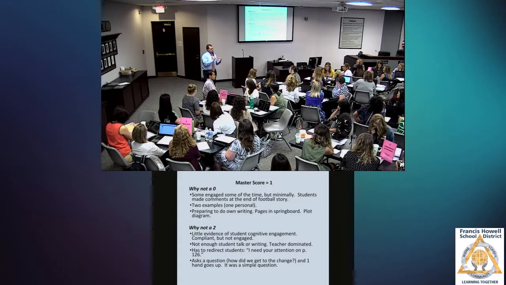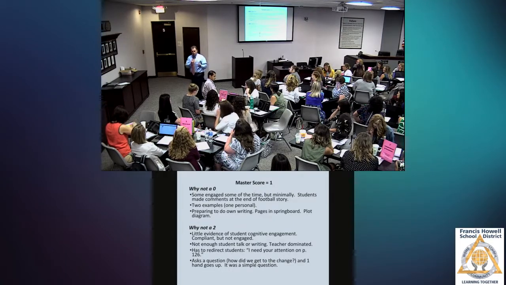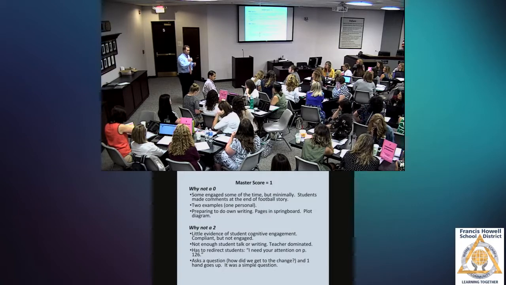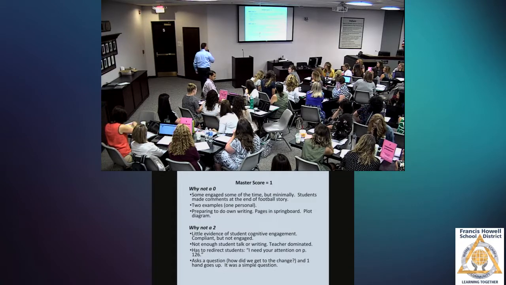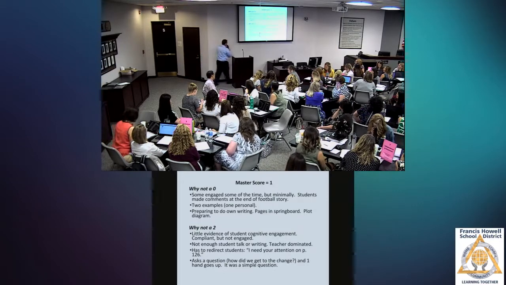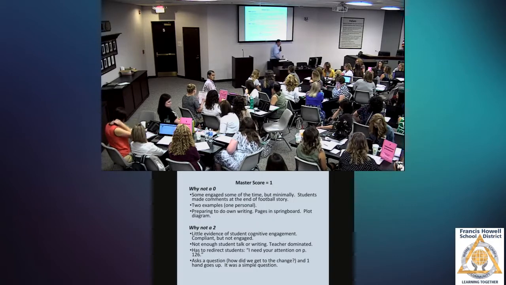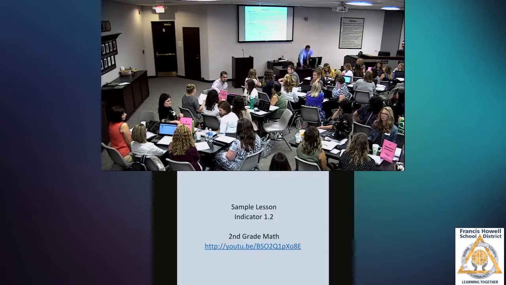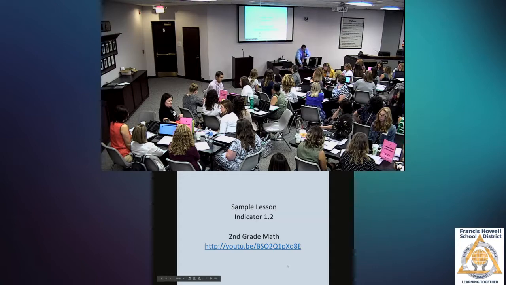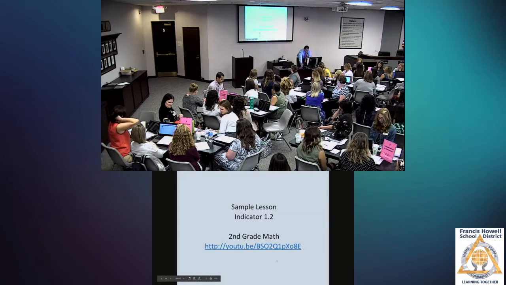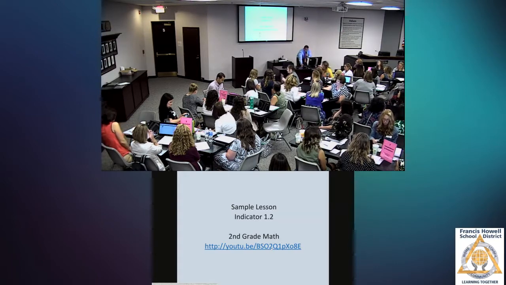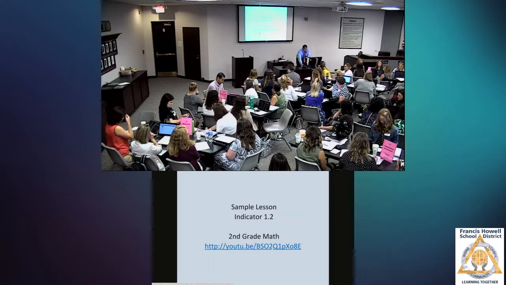But one of the things that we want to get to are those high levels of engagement for kids. So you know they're learning and you know they're understanding. Great job on that first one. Let's try another one. We're going to shift to second grade, and we're going to shift to math. We're going to continue to look at indicator 1.2.